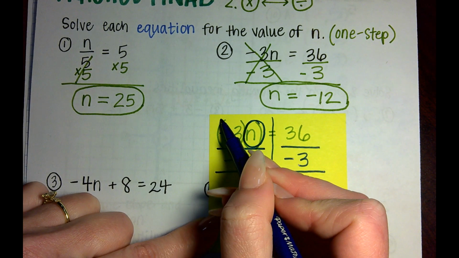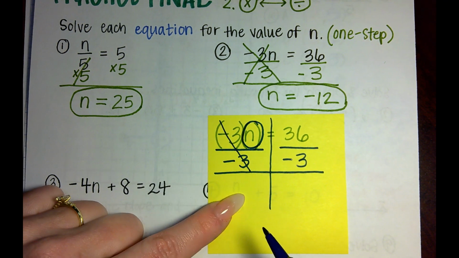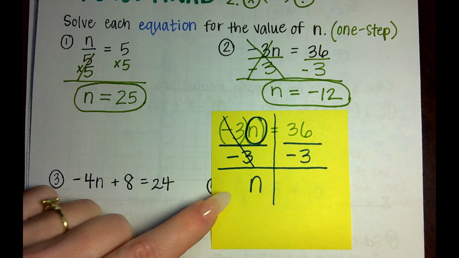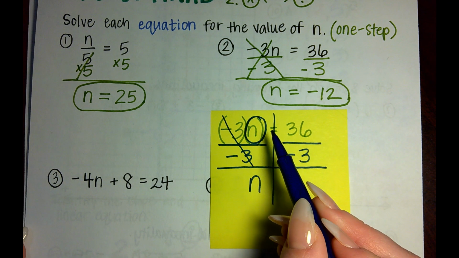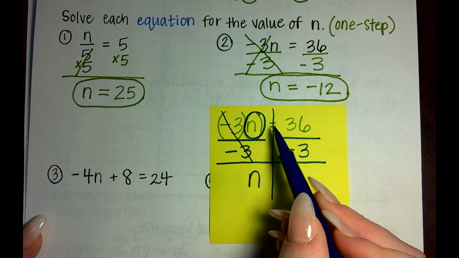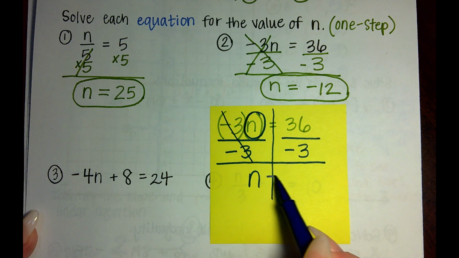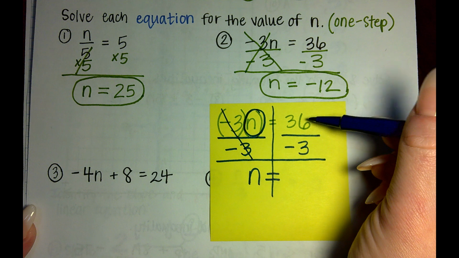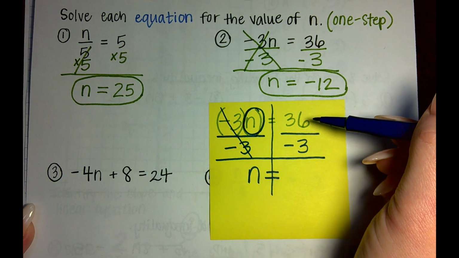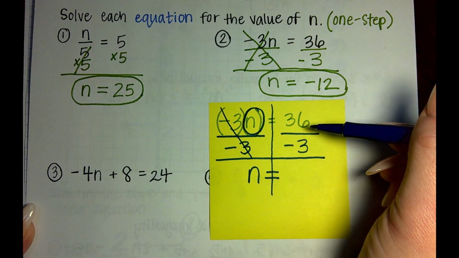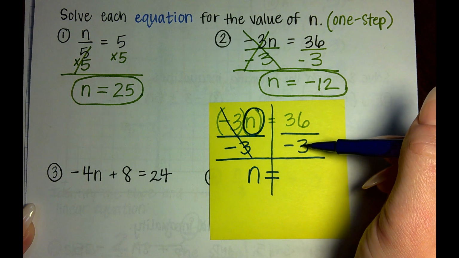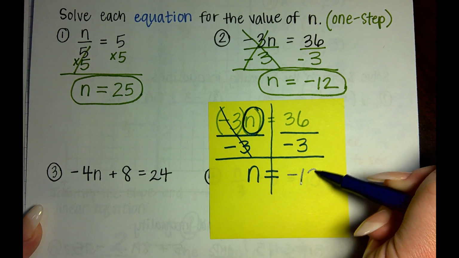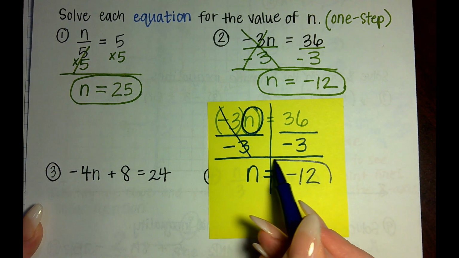So I divided by -3. Those cancel, and I'm left with n by itself. Then I brought my equal sign down. Then I just solved the rest of the problem on the other side of the equal sign. Now I have 36 divided by -3, which is -12. And that is our answer.